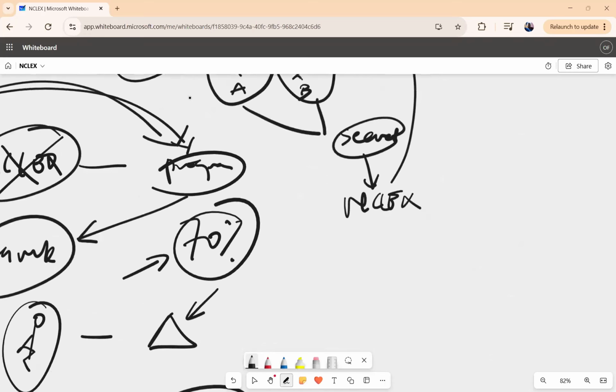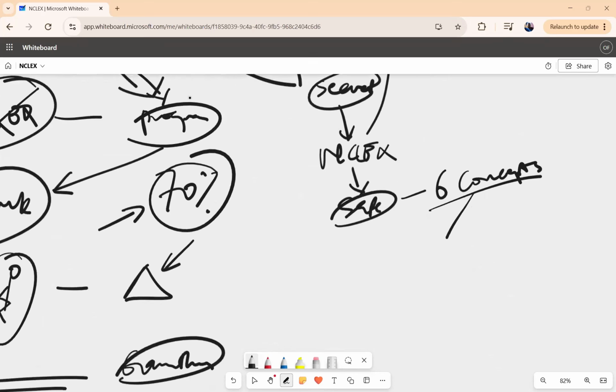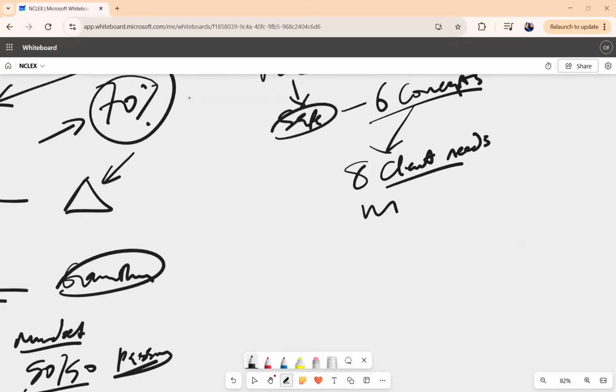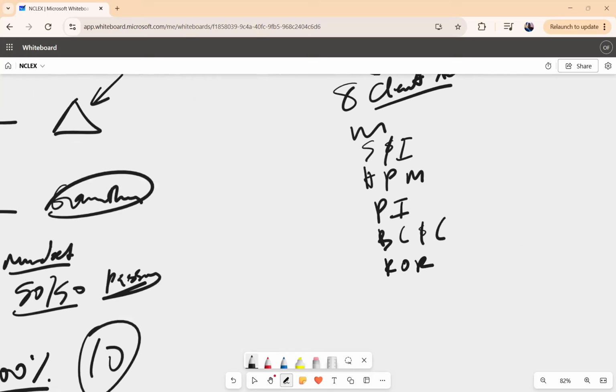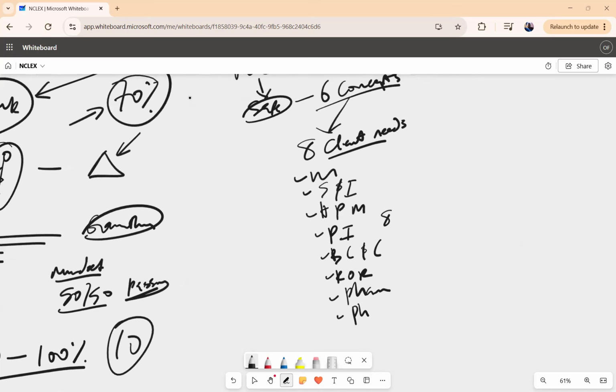Now, the NCLEX is this. The first thing you want to understand about the NCLEX is what the NCLEX is all about. The NCLEX wants to test you as a safe nurse, as I said previously. Now, how do they do that? They do that using the six concepts we talked about earlier on. Now, these six concepts are distributed into 8 client needs. And what are your 8 client needs? You have your management of care, safety and infection control, health promotion and maintenance, your psychosocial integrity, your basic care and comfort, you have your reduction of risk, you have your pharmacology, you have your physiological adaptations. 1, 2, 3, 4, 5, 6, 7, 8. So these are the 8 client needs right here. These six concepts, we have them in each of these 8 client needs.